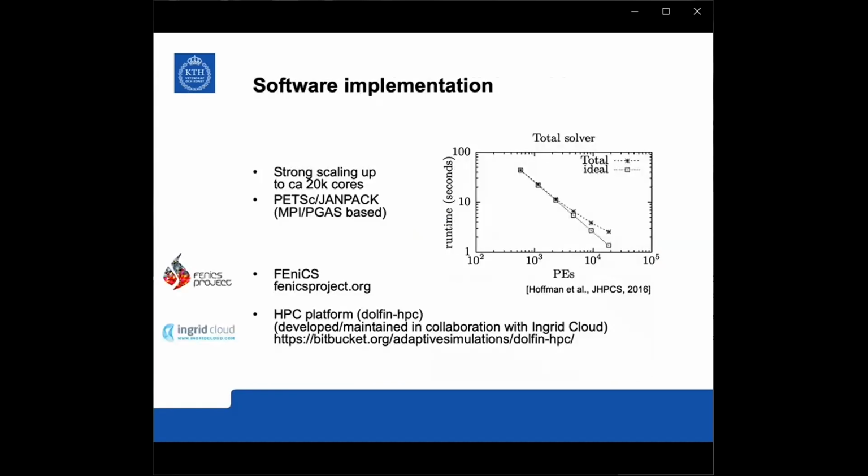These methods are implemented in Phoenix, or more specifically on the Dolphin HPC platform, which is developed and maintained together with our collaborators and with the spin-off company Cloud. So strong scaling can be observed up to about 20,000 cores for these types of problems.